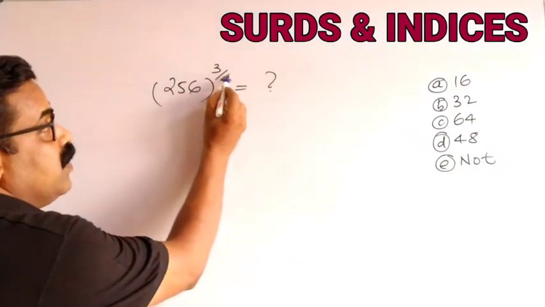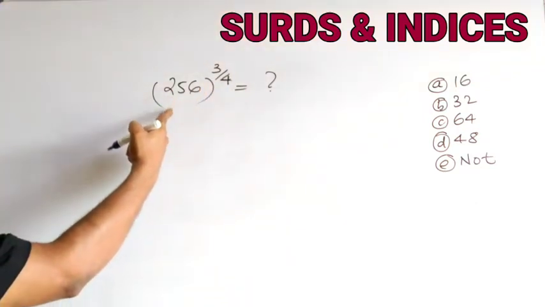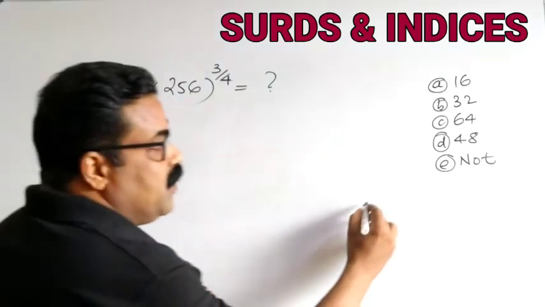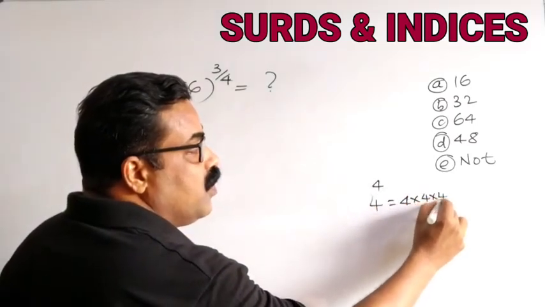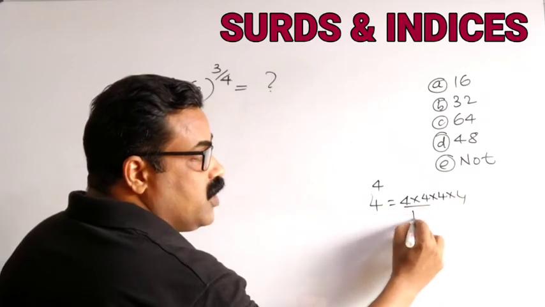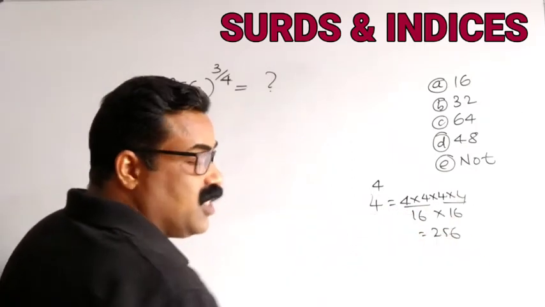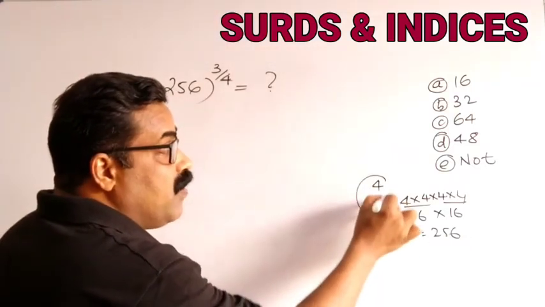Whatever number is given here, it is given in powers of 4. So we have to write this number in powers of 4. We know 4 power 4 is 4 into 4 into 4 into 4. 4 into 4 is 16, 4 into 4 is 16, 16 into 16 is 256. So I can write 256 equal to 4 power 4.